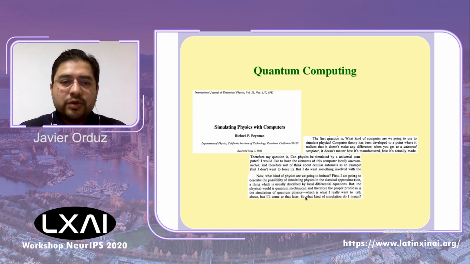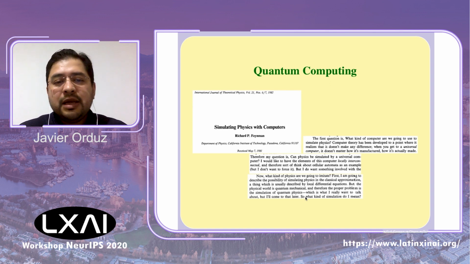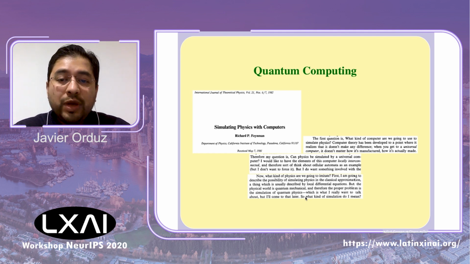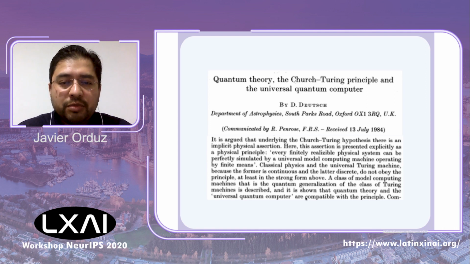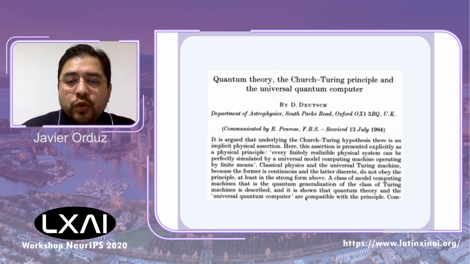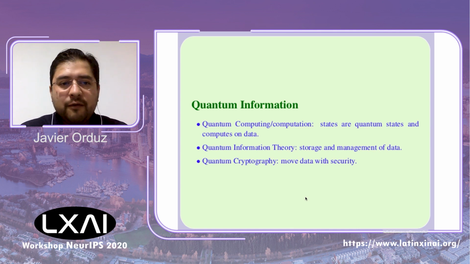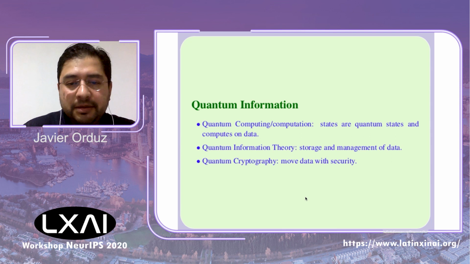Quantum computing was proposed by Feynman, and in this paper, you can see different questions that Feynman asked himself. For example, he wanted to know what kind of computer we are going to use to simulate physics. After that, David Deutsch proposed the short-story principle to simulate some processes, considering the idea that Feynman proposed. But in fact, now we have quantum information. Quantum information has at least three areas. The first one is quantum computing, then quantum information theory, and after that we have quantum cryptography.